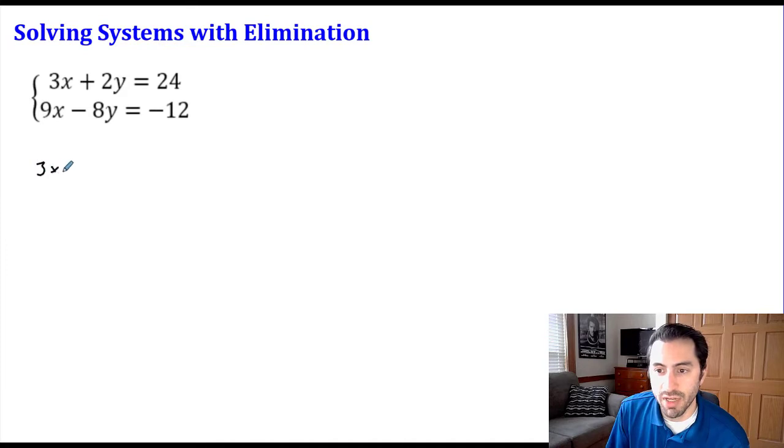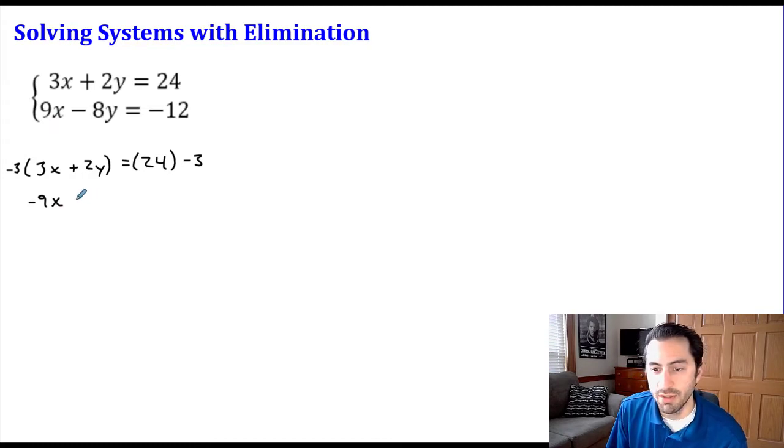So let's write that down. We have 3x plus 2y is equal to 24, and I want to multiply this entire thing by negative 3. Multiplying this entire equation by negative 3, I end up with a negative 9x, which is what we wanted. When I combine that with the second equation, the positive 9x, those will cancel out. But let's continue multiplying. Here we have a negative 6y, and on the right-hand side of the equation, that's going to be a negative 72. And underneath this, I'm just going to rewrite my second equation: 9x minus 8y is equal to negative 12.